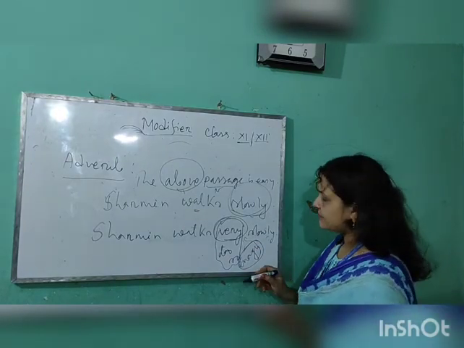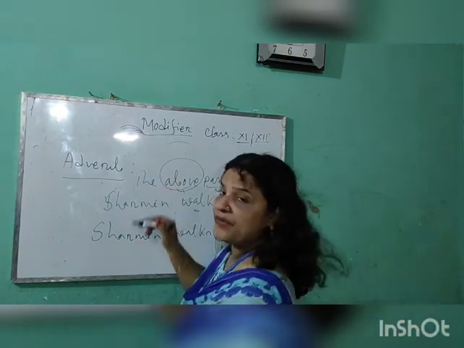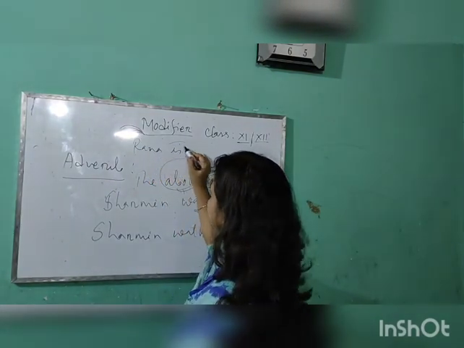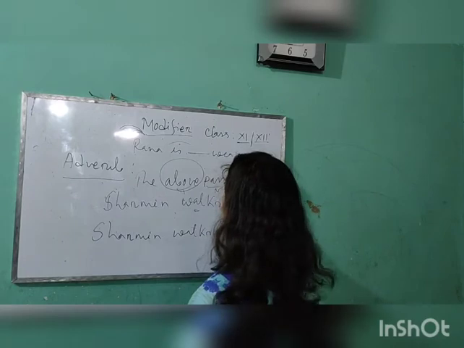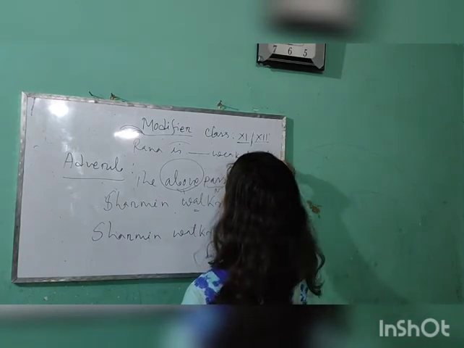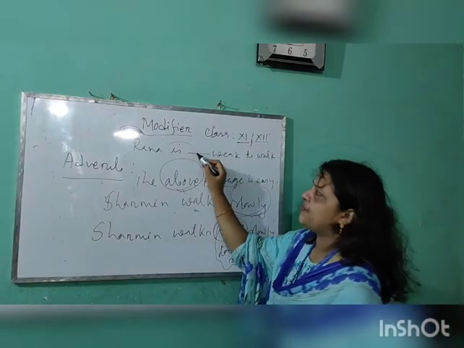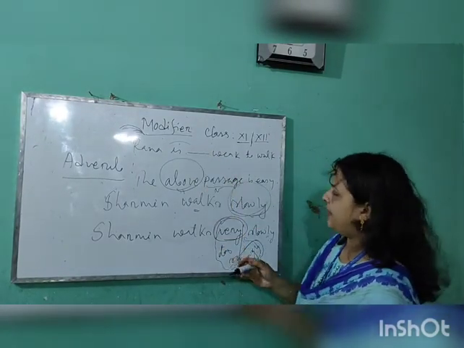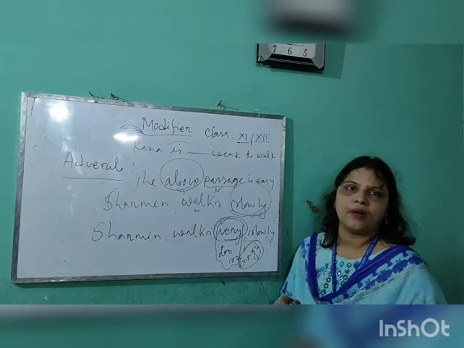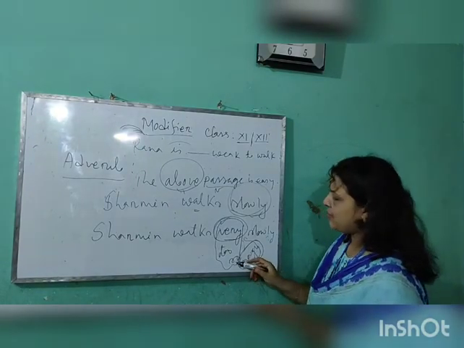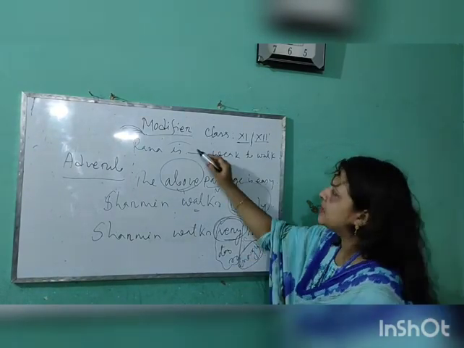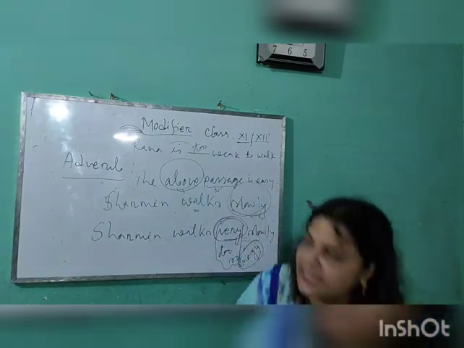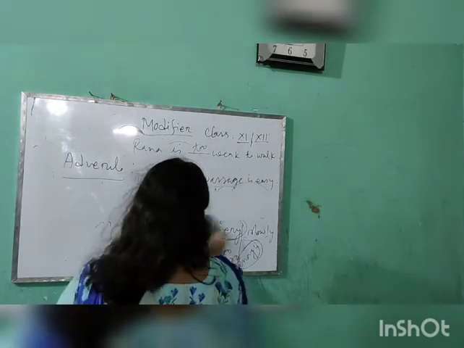I'm going to give you another example, like Rana is weak to work. So what intensifier will you use here? If you use very, it's not suitable. Or when you use so, it's also not suitable. But if you use too weak, it is very suitable. Now let us see post-modifiers.